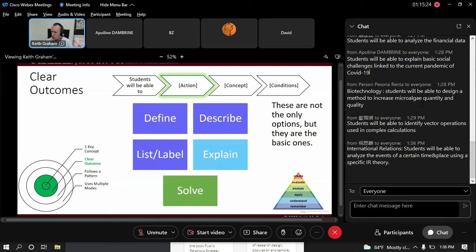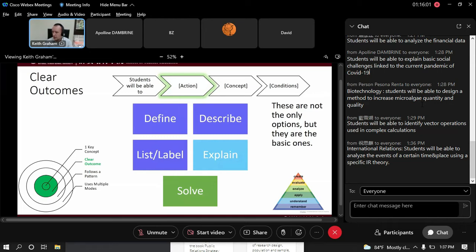All right, two more. Students will be able to identify vector operations used in complex calculations. Okay, so I think this one is good. Identifying vector operations. The only thing that I'm questioning is complex calculations. Can we be more specific about that so that our video is succinct? I'm not sure. As a non-mathematics expert, I'm not sure. But complex calculations seems kind of broad. So you may want to dig into a specific type.